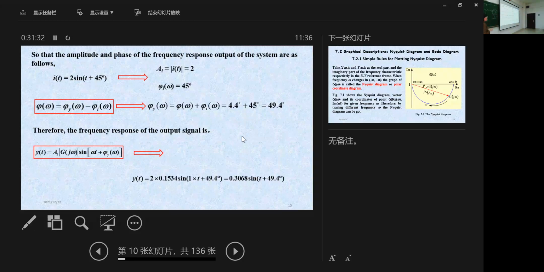How to write down the differential equation for this point? These two plus equals, yes. Output over input should be A1 s over A1 plus A2 plus s.